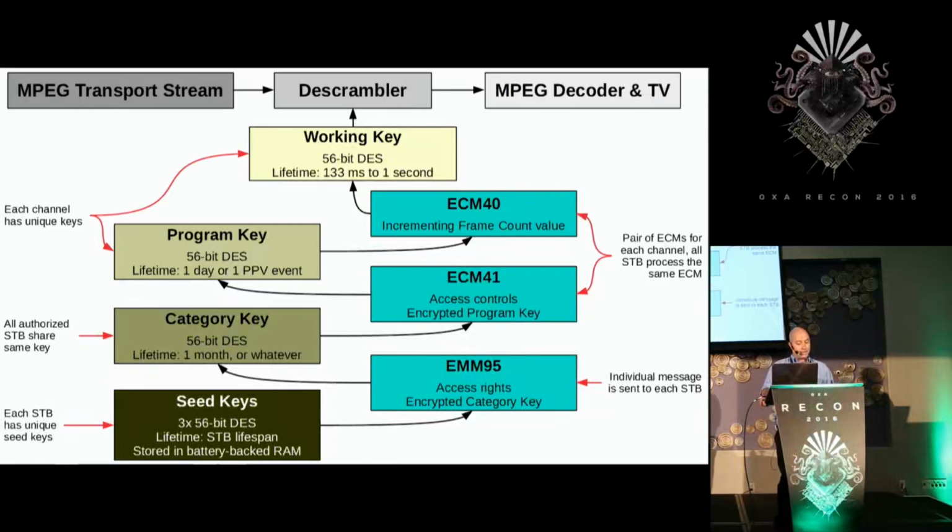To decrypt the EMM, in order to get the category key, seed keys are used. Each set-top box has a set of 56-bit DES seed keys in battery-backed RAM that are initialized during manufacturing. For the lifetime of the set-top box, these keys are used to secure EMMs. So this forms a chain from the seed keys initialized during manufacturing and never changing, all the way to the decryption of the MPEG transport stream.